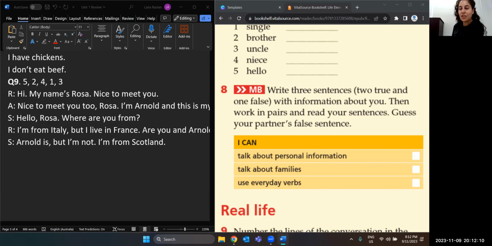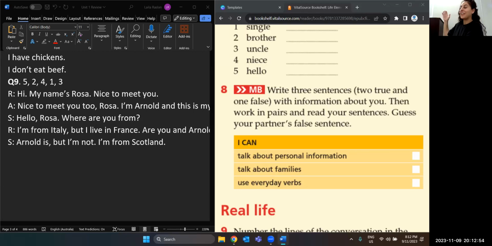Which one is your false sentence? No, we have to have one false or true. No, one must be not true. So I think what you could do is you could write the last one. You could say, I like walking. So if like this, then the last one is false because we know you don't like walking.